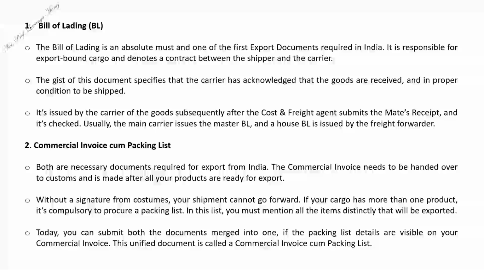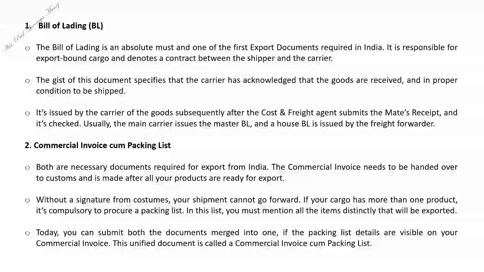The gist of this document specifies that the carrier, so who is the carrier? The transporter, whoever transports the product, has acknowledged that the goods are received and in proper condition to be shipped. So when this document is created, it means the ownership of the goods is being transferred from the seller to the transporter. Once the seller has signed this document prepared by the transportation department, the responsibility of the product is taken by the transportation unit.